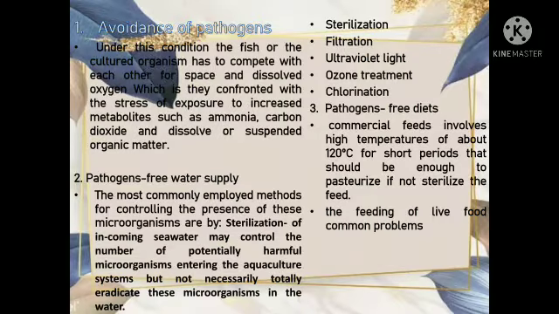Pathogen-free water supply. The most commonly employed methods for controlling the presence of these microorganisms are by sterilization of incoming seawater. This may control the number of potentially harmful microorganisms entering the aquaculture system but not necessarily totally eradicate these microorganisms in the water. Methods include sterilization, filtration, ultraviolet light, ozone treatment, chlorination.